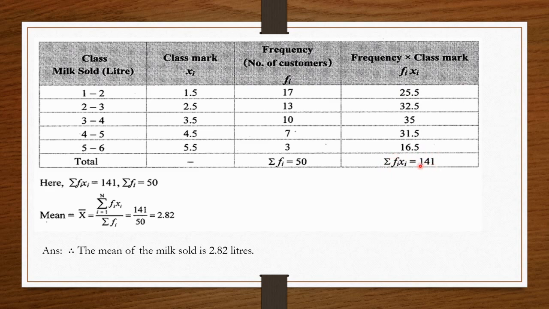Here sigma fi xi equals 141, sigma fi equals 50, and mean x bar equals sigma i equals 1 to n fi xi upon sigma fi. 141 upon 50 is 2.82. Therefore, the mean of the milk sold is 2.82 liters.